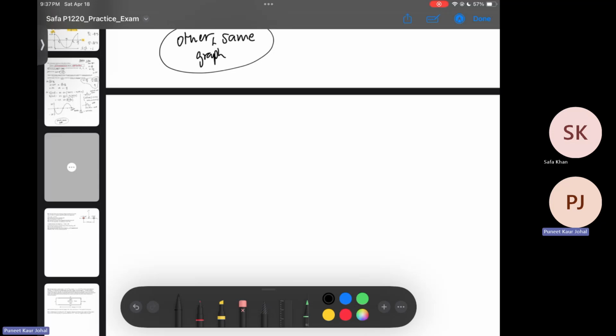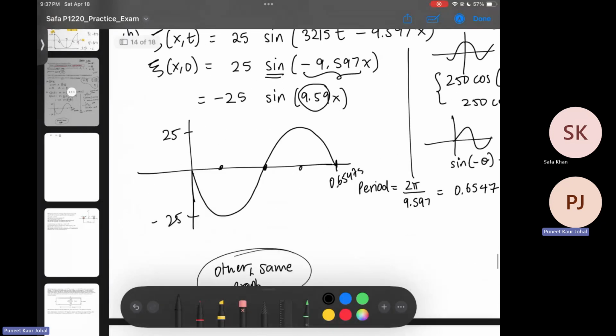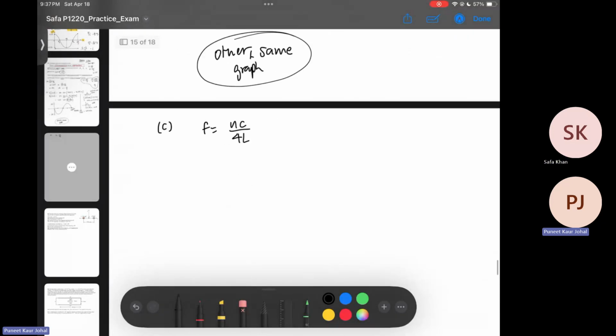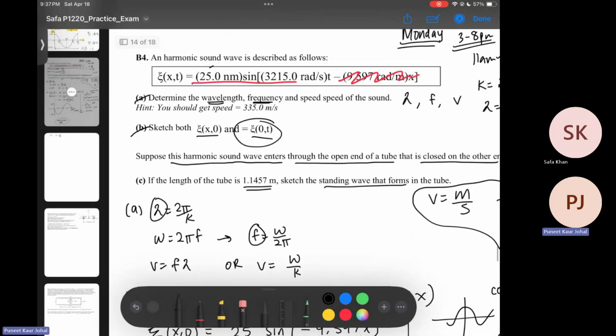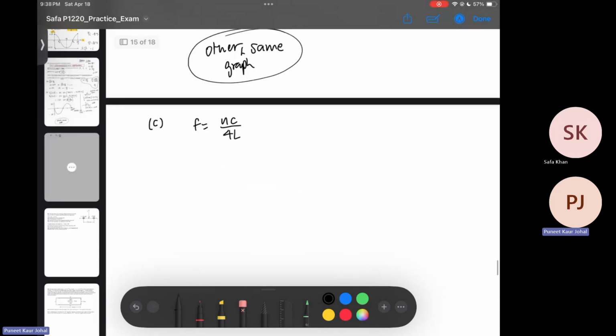Frequency is nc/4L. What were we finding? We're finding the length of the tube. Do we have frequency? Yeah, we have frequency from here, and speed you will have from here. So you can use that, or you can use lambda, because you know that speed is frequency times lambda, right?